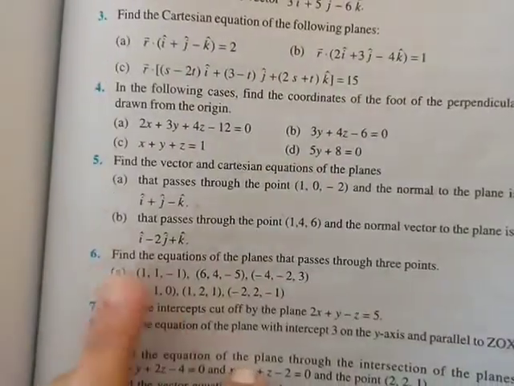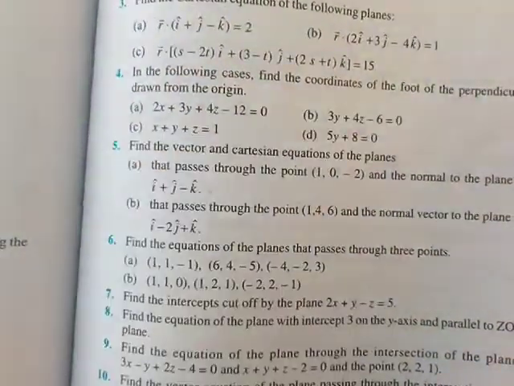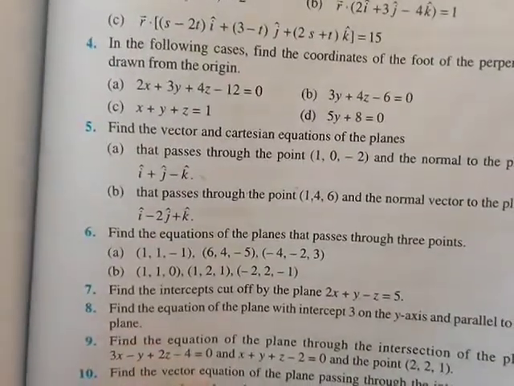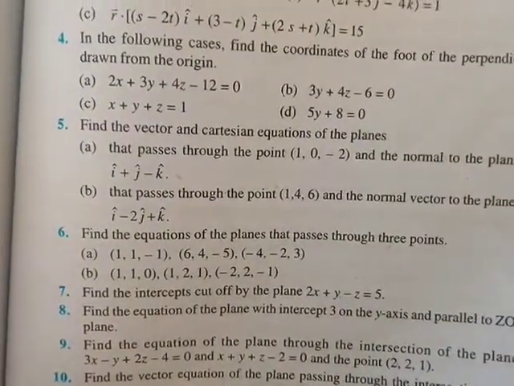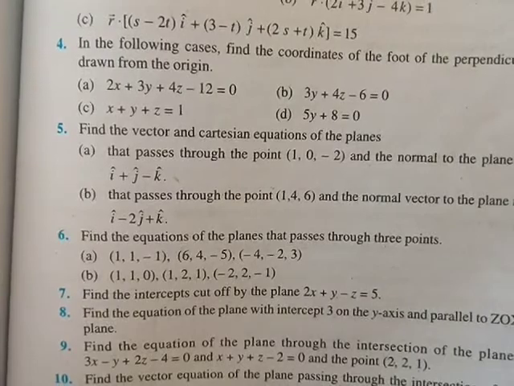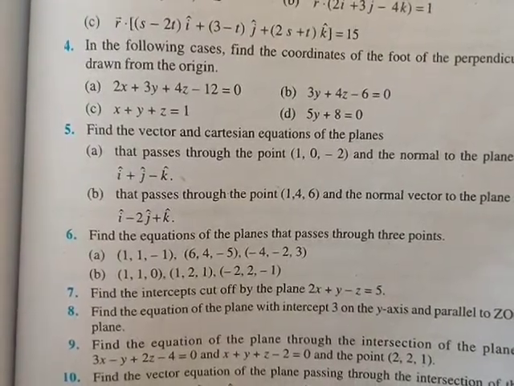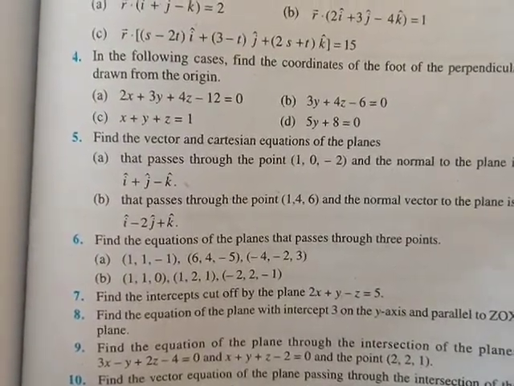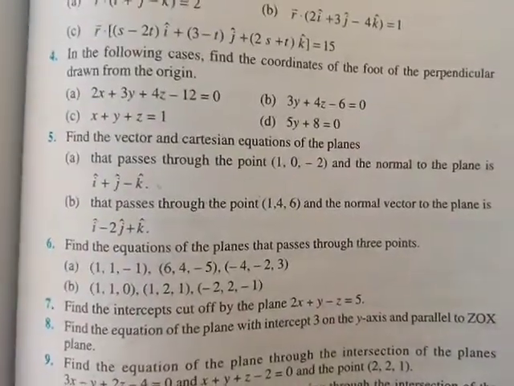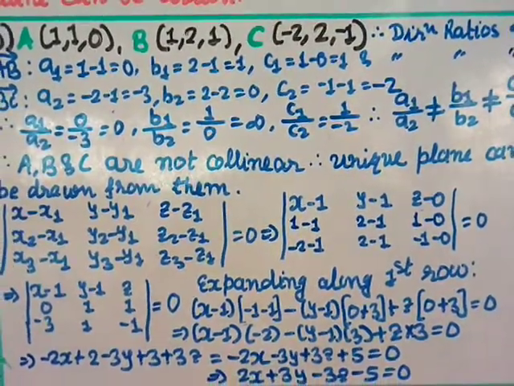Question number 5 also has part B. You can try it yourself. It is the same as part A. Question B: find the equation of the plane that passes through 3 points A (1, 1, -1), B (6, 4, -5), C (-4, -2, 3). The 3 points are called A, B and C.